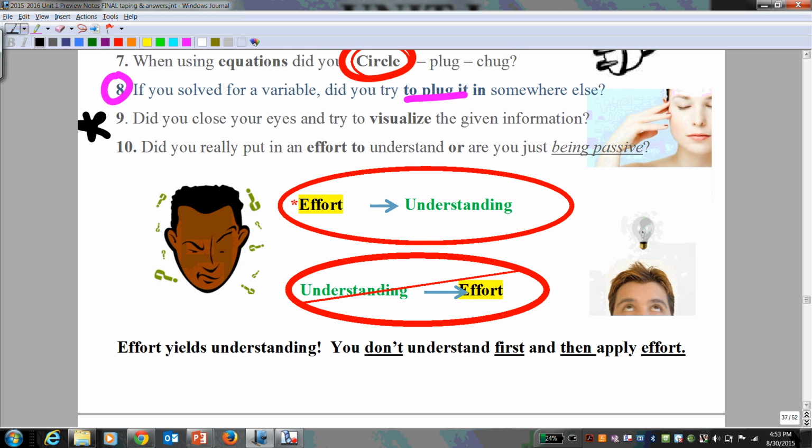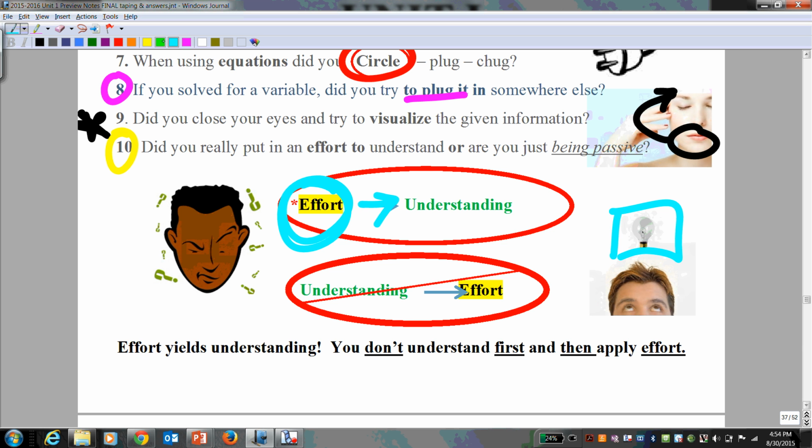9, very important. Did you actually close your eyes and try to visualize the information you've been given? Just take a moment, say the information with your lips, and try to visualize it in your head. Close your eyes and do that. It activates your visual cortex. And the most important, did you really put an effort into understanding the problem, or are you just being passive? I want you to get this through your head. Effort is what gives you understanding. It's not the other way around. You don't understand first and then give effort.